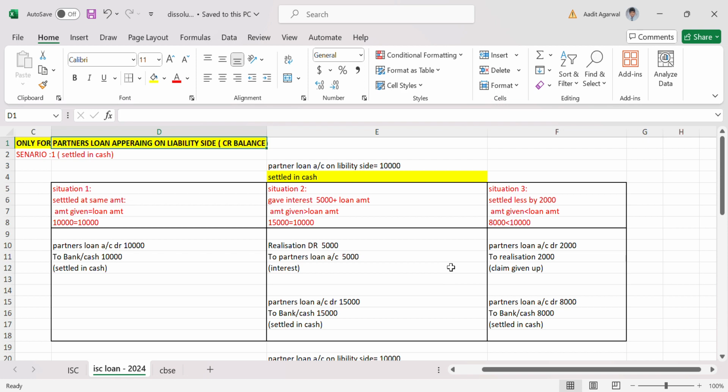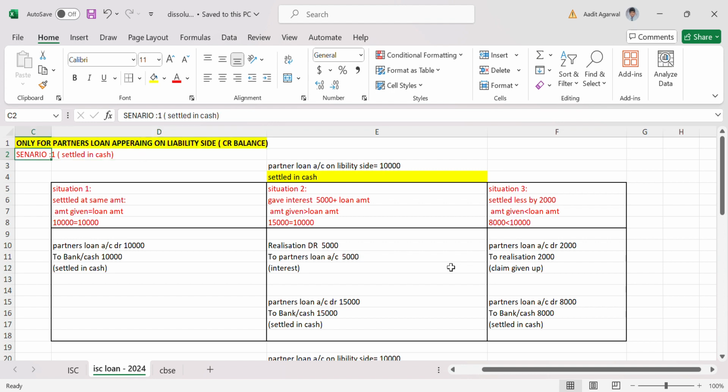Now in this video 4, we are learning the entries to be passed relating to partner's loan account, which appears only and only on the liability side. So if a partner gives a loan to the business and it appears in the balance sheet on the liability side, we need to also pay that loan because it's a liability for the business.